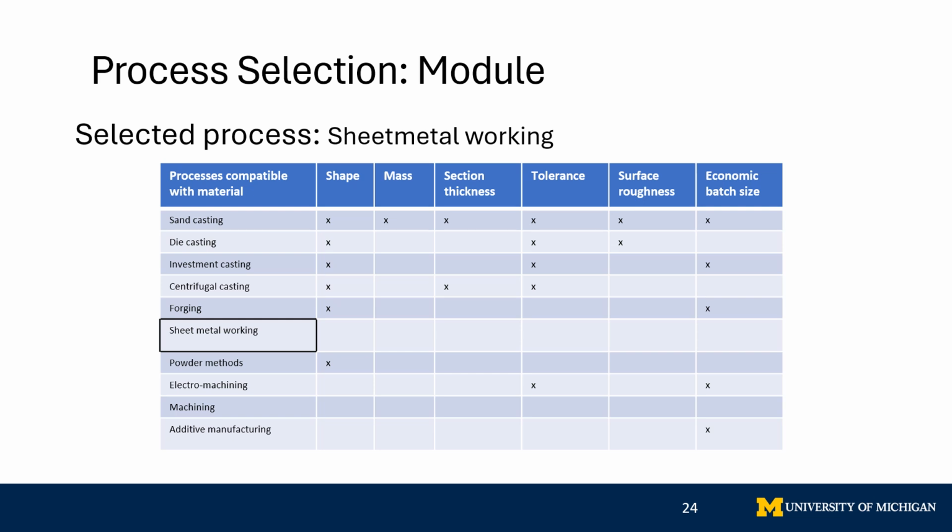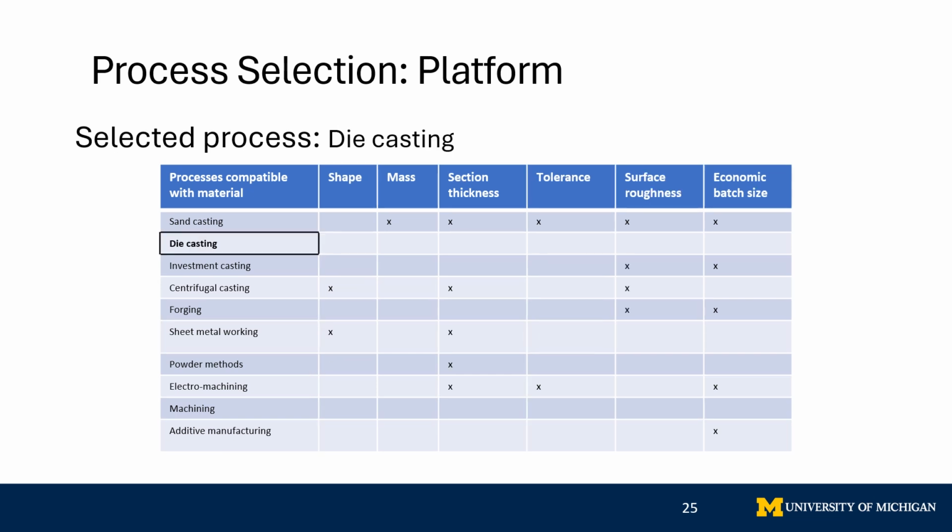To ensure optimal performance and cost effectiveness, the process selection criteria considered were material, shape, section thickness, tolerances, surface roughness, and economic batch size. Using the process selection matrices from our class, sheet metal working was identified as the most suitable manufacturing process for the module. For the platform part, die casting emerged as the best option.